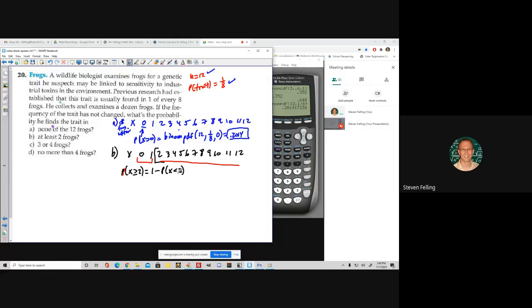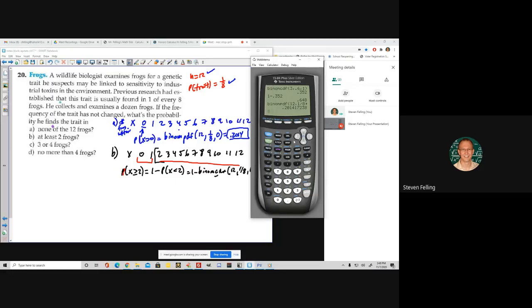0 and 1. And so that's just going to be 1 minus, and I'll do a binomial CDF function because I'm combining a cumulative total of a bunch of cases here. Binomial CDF out of 12 cases, 1/8 chance, up to and including 1. So you stop at the last case you're including, right? So if I did binomial, I'll scroll up from the bottom. That's a little faster. I want the C version this time. 12 frogs, 1/8 chance of having the trait, up to and including 1.